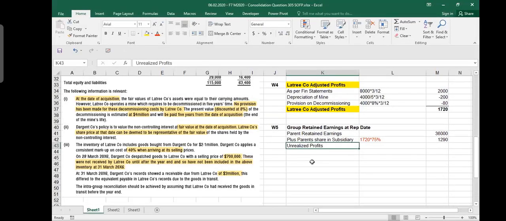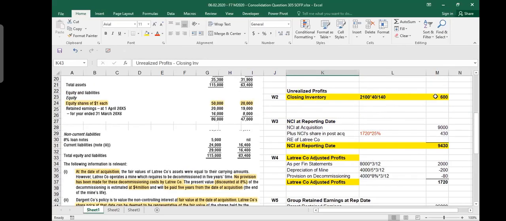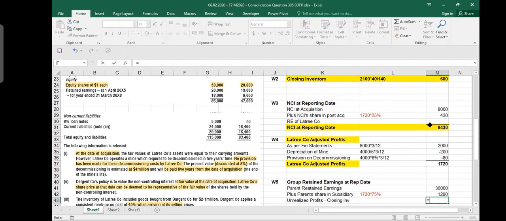Back, if we see, we calculated this unrealized profit on your closing inventory. We did it somewhere up in the calculation. Let's go back and see. The unrealized profit was 600. So we put it here, this unrealized profit, and this is going to actually decrease your retained earnings.